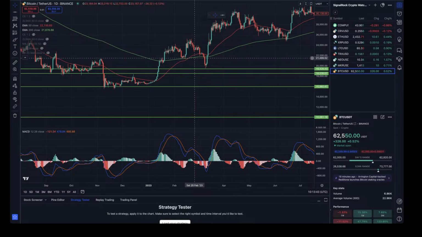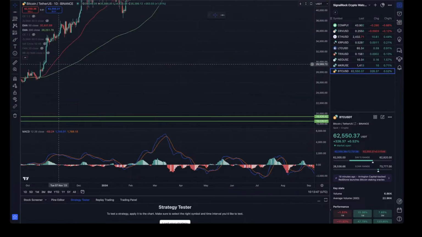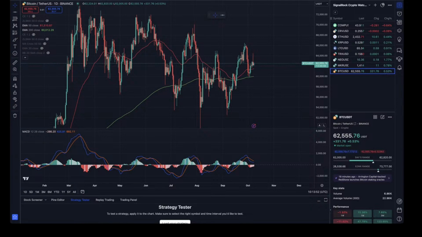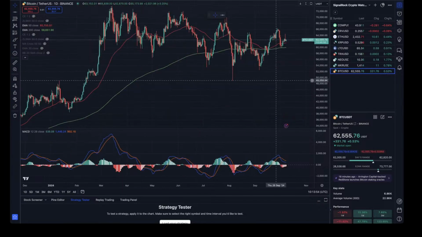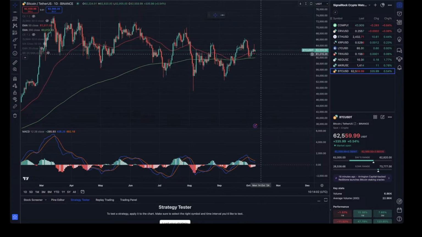So if we see another... look at the price. Gone up there. It's basically moving up and down, moving up and down. Not really going anywhere. Just in this range. Around here.